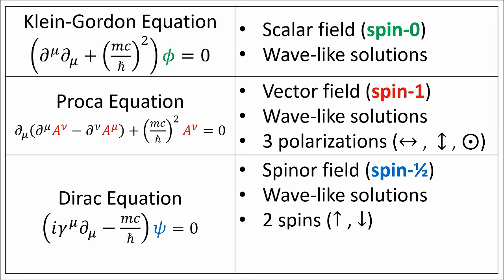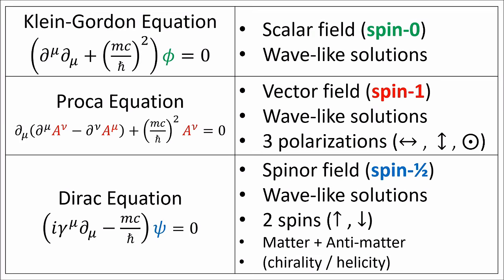We'll also see that the Dirac equation has both matter and antimatter solutions, and this is related to the concepts of left and right chirality. We'll also talk about how chirality relates to the helicity of a spinor particle. Each of these three equations will get its own video explaining the solutions. We'll start in this video with the Klein-Gordon equation solutions for scalar fields.